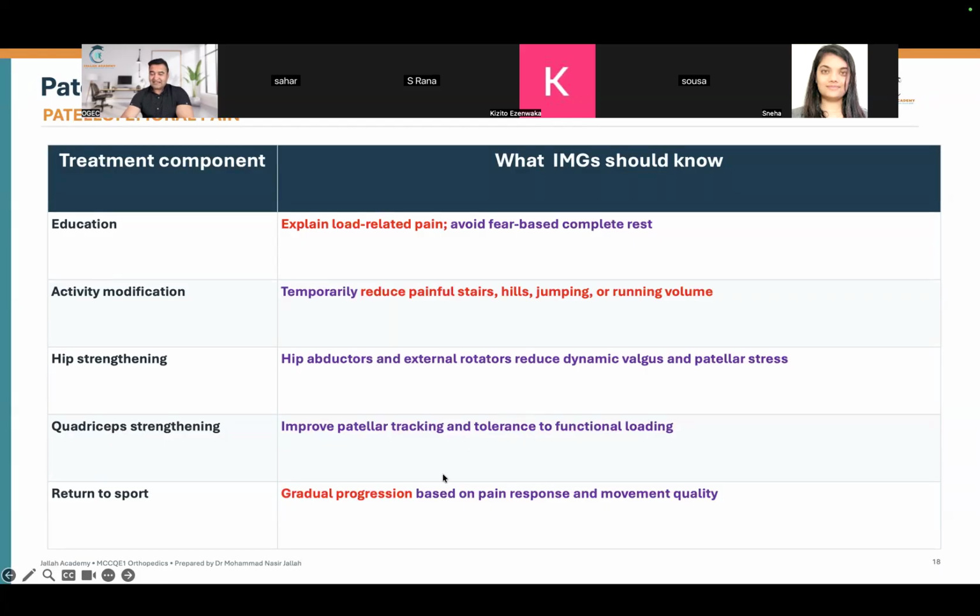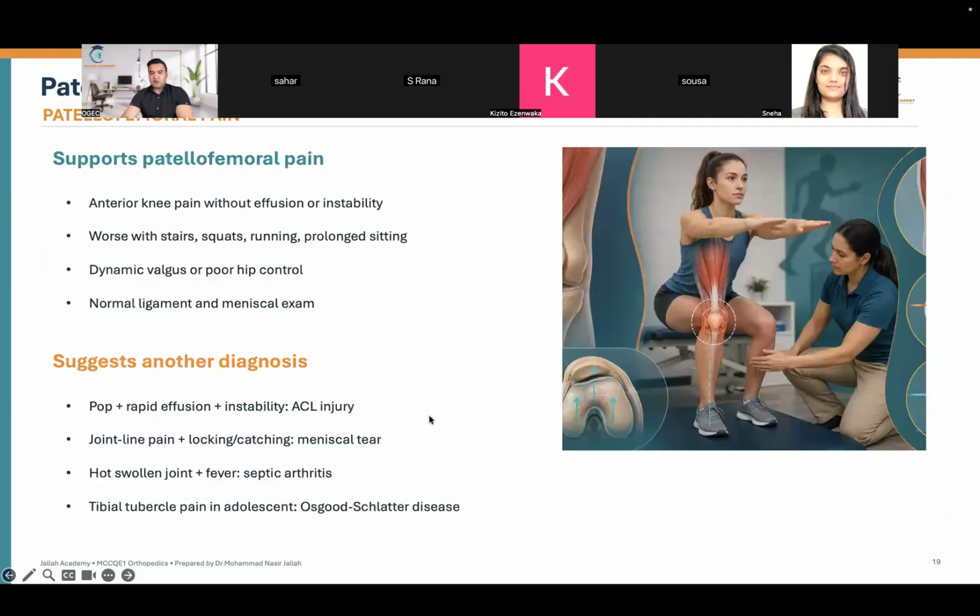Return to sport, gradual progression based on the pain response and movement quality. We can't just tell him, yeah, let's do it again, or you can go ahead and start whatever you used to do. No, we have to do it gradually. Now, these are the clues for patellofemoral pain. These are very important points that you have to know. If you know them, then you should be able to recognize it as soon as you read the clinical vignettes.